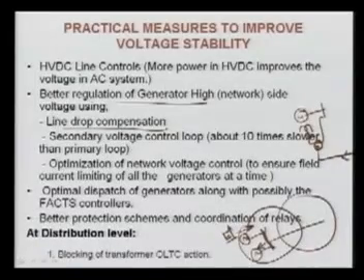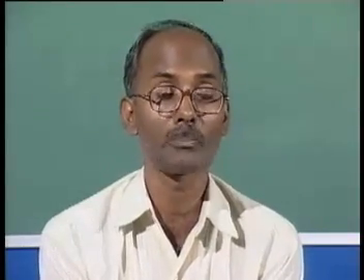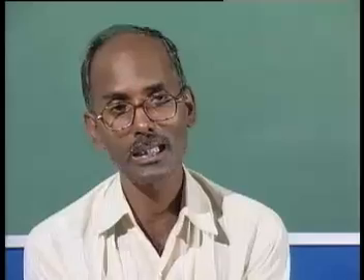Another way to improve the voltage stability is the optimal dispatch of generators along with possibly FACTS controllers. Now, optimal dispatch can be divided into two types. One is your economic dispatch, that is a real power dispatch, and another is your reactive power dispatch. In the real power dispatch, we minimize the total cost. Normally we go for the dispatching so that we can have the minimum cost of generation of electricity.